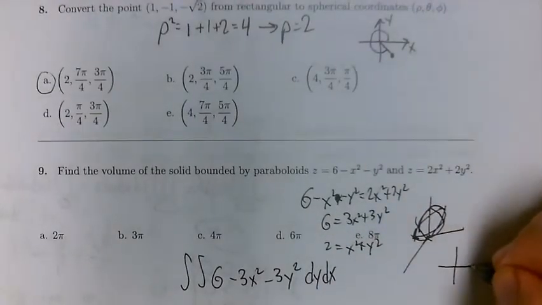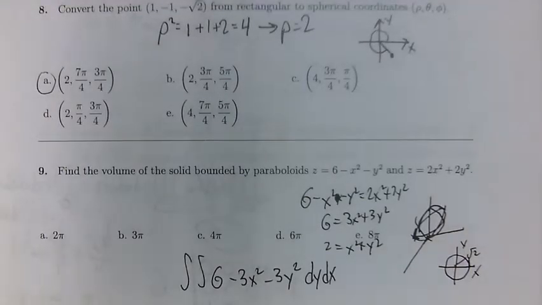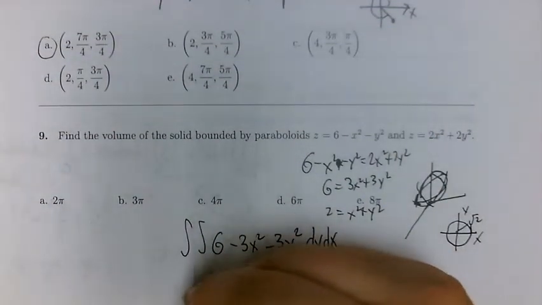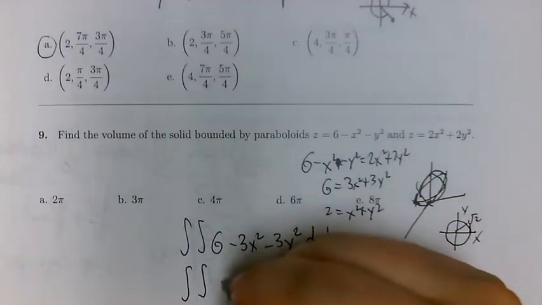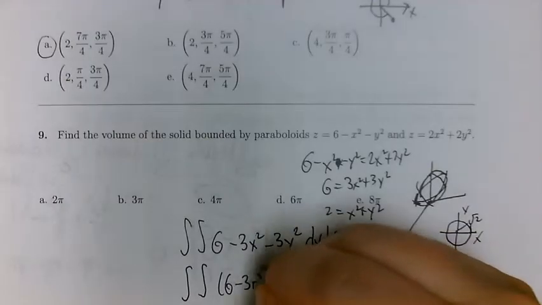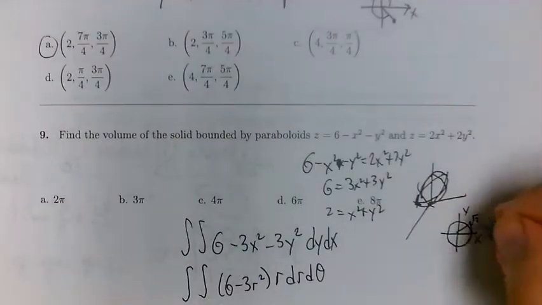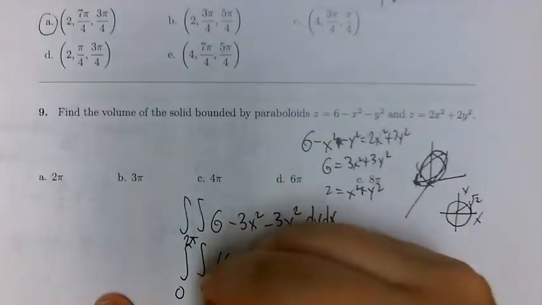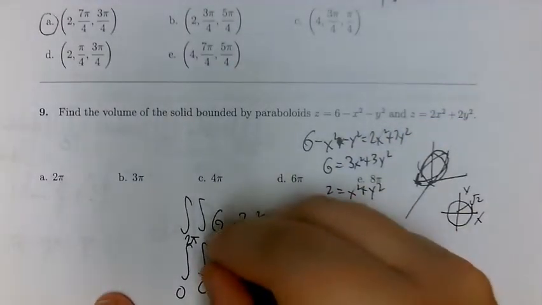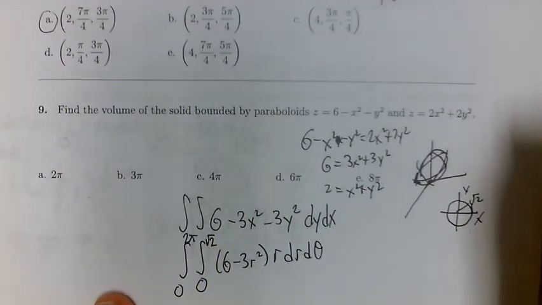So this is what it looks like if we were to project onto the xy plane. So this is root 2 here. Now, since we're integrating over a circle, that definitely encourages us to use polar coordinates. So I'm going to change this into a polar coordinate integral. This is going to be 6 minus 3r squared, and then we have r dr d theta. We're going all the way around the circle, so theta goes from 0 to 2 pi here, and then we have a circle of radius root 2, so that goes from 0 to square root of 2 right here.